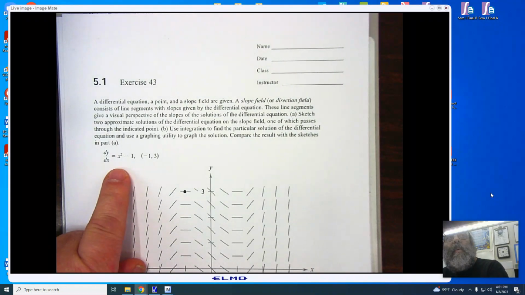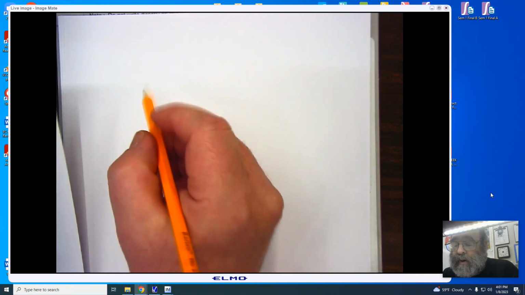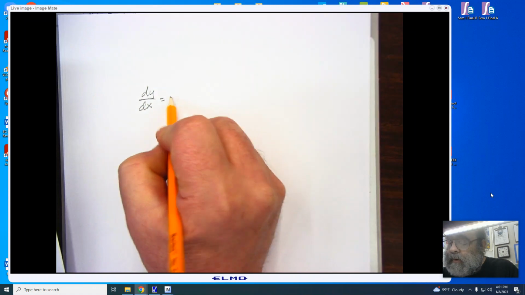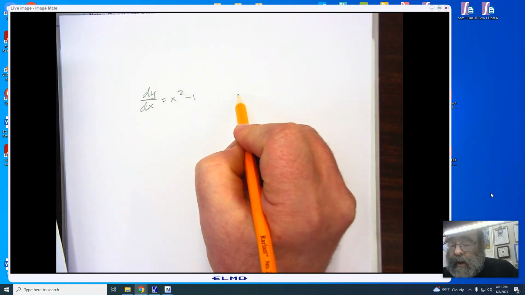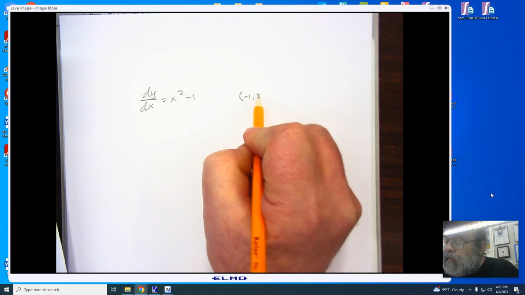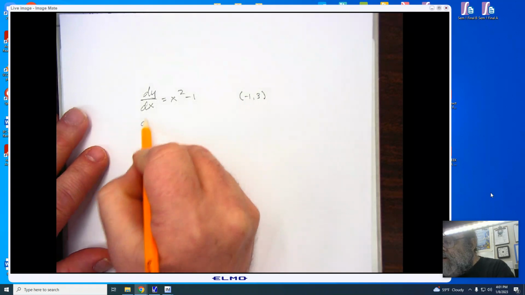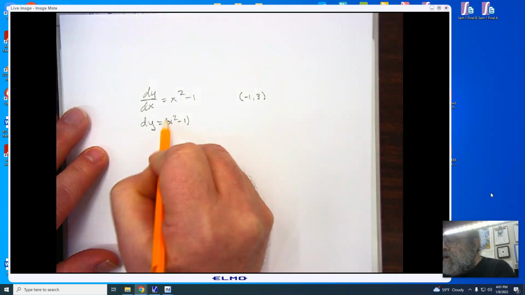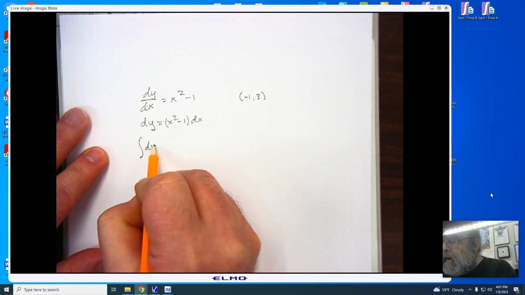It's working with this equation right here and this point. So what we're going to do is we're going to take dy dx equals x squared minus 1, and we're going to take this point negative 1, 3 and put it off to the side. We're now going to separate our variables. Once again, this is our process, and we must go through this or we lose credit. Then we integrate.